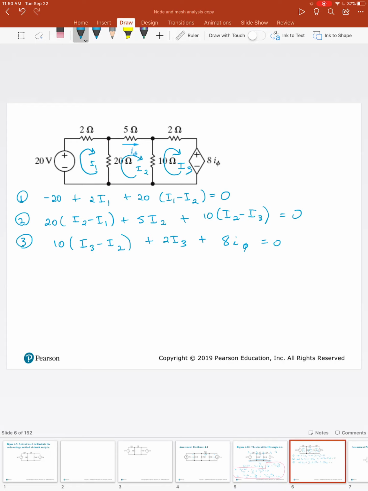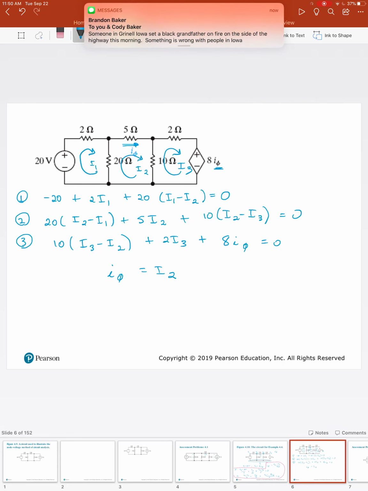Now we need a dependent source equation, and our dependent source variable is I-phi. So if we find I-phi in our circuit, it's right here, and we can see that it's the same as I2. So you can rewrite and rearrange. Actually, you can substitute directly for I-phi.